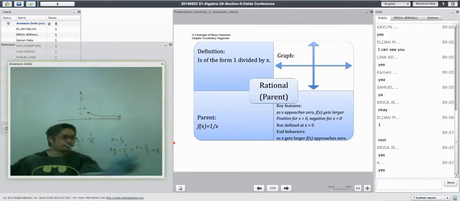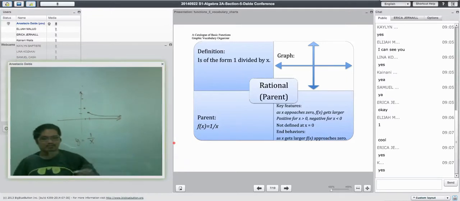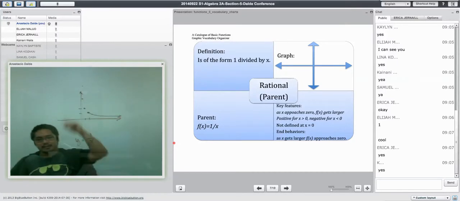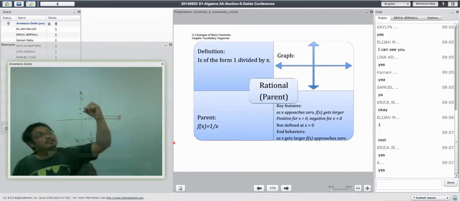And what about making this a really, really small number? Like, I don't know, 1 over a million. x equals 1 over a million. How far up am I going to be? y equals what? A million, right? Because 1 over 1 over a million is just a million. So this thing is going to skyrocket up.